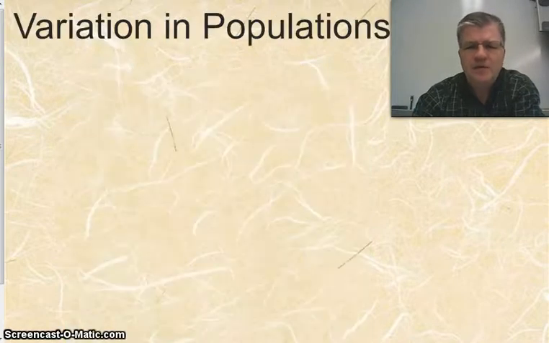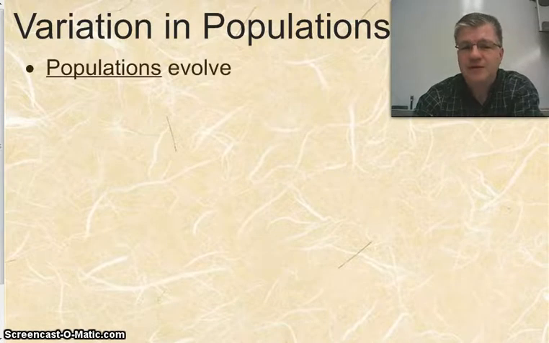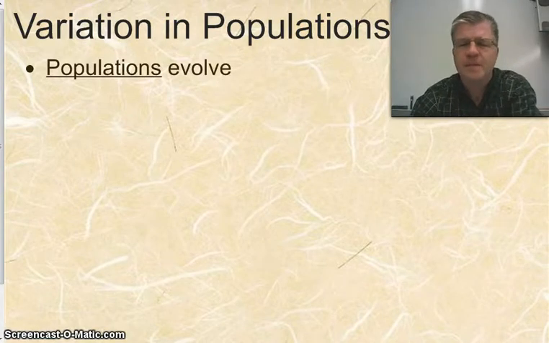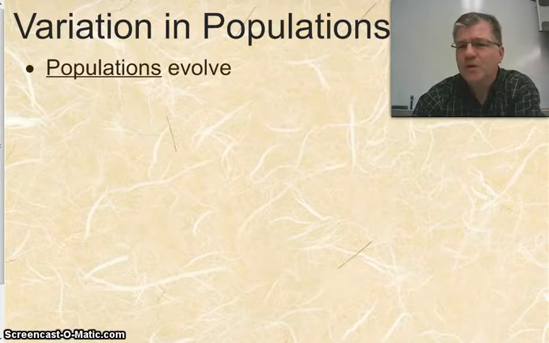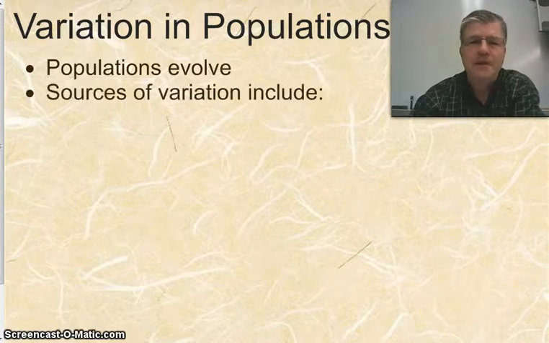Now, when we're talking about evolution, we need to remember that we are discussing populations. Only populations can evolve. Sometimes we say species evolve. Species and population can be used kind of interchangeably in this case. You yourself are never going to evolve. An individual does not evolve. So when we're talking about evolution, it's a change in a population over time.